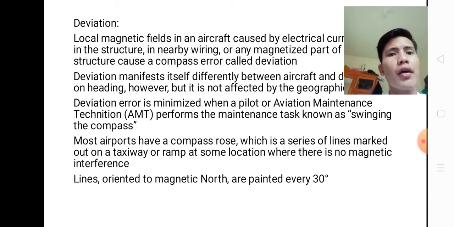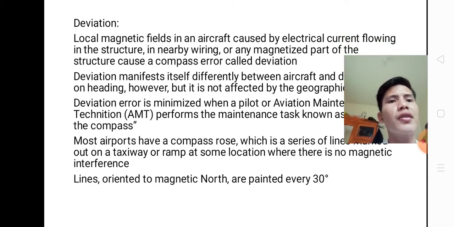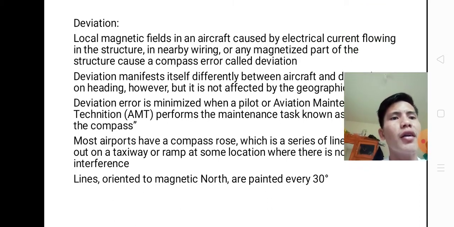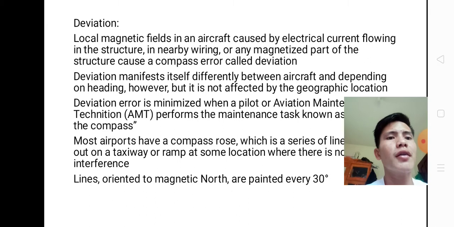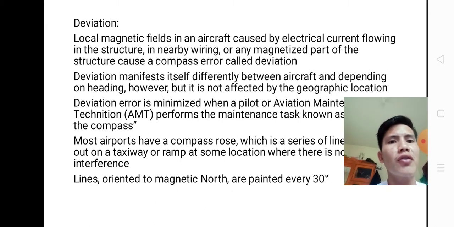Deviation. Local magnetic fields in an aircraft, caused by electrical current flowing in the structure, in nearby wiring, or by magnetized parts of the structure, cause a compass error called deviation. Deviation manifests itself differently between aircraft and depending on heading. However, it is not affected by the geographic location.